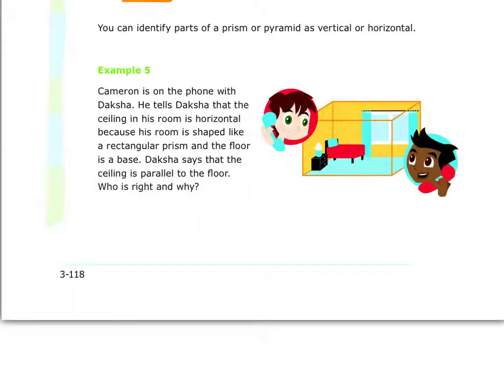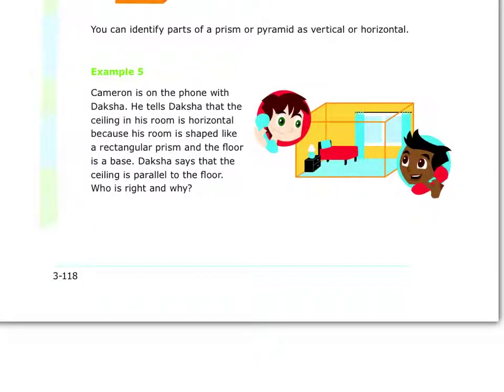All right, next question for practice. We'll read it together. Here's an example. Cameron is on the phone with Daksha. He tells Daksha that the ceiling in his room is horizontal because the room is shaped like a rectangular prism and the floor is a base. Daksha says that the ceiling is parallel to the floor.